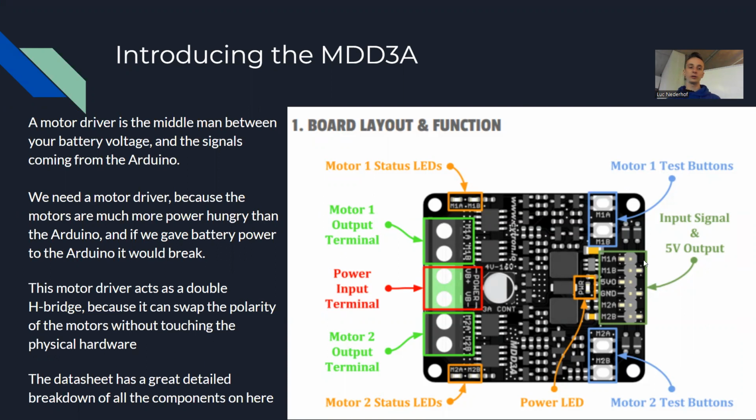We need this board because the Arduino is not able to handle as much power as the battery is going to give it. It's a much more sensitive piece of equipment, and the motors need a lot more power to be able to run. It acts as a double H bridge for those of you interested. It's kind of a set of switches in the shape of an H that let you change the direction of how you're going. And yeah, it's got a really good breakdown of all the components on the data sheet.